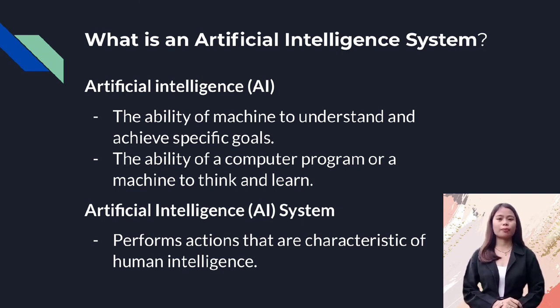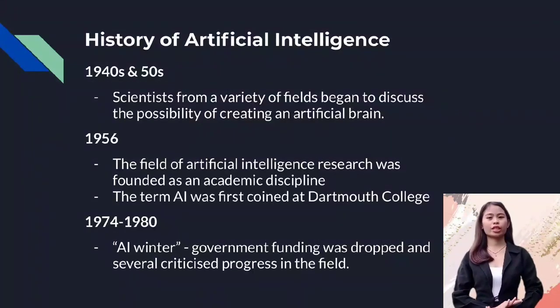Artificial intelligence is the ability of a computer program or a machine to think and learn. It is also a field of study which tries to make computers smart. The history of artificial intelligence.